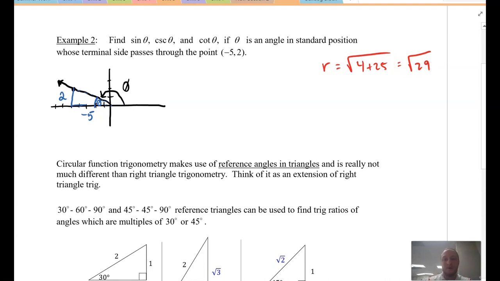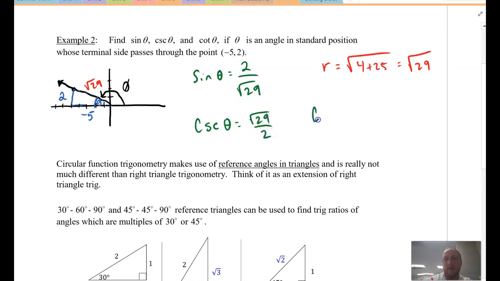2 squared plus 5 squared, okay? So root 29. Let's go ahead and find these values. What's sine of theta? Well, opposite, that's 2, over hypotenuse, root 29. Hey, that's easy. Cosecant theta. Well, cosecant is the reciprocal of sine. So isn't that root 29 over 2?